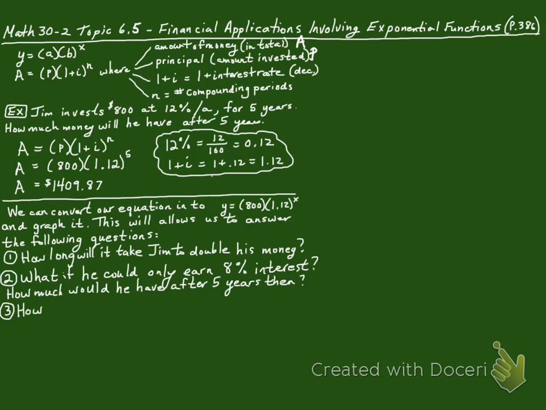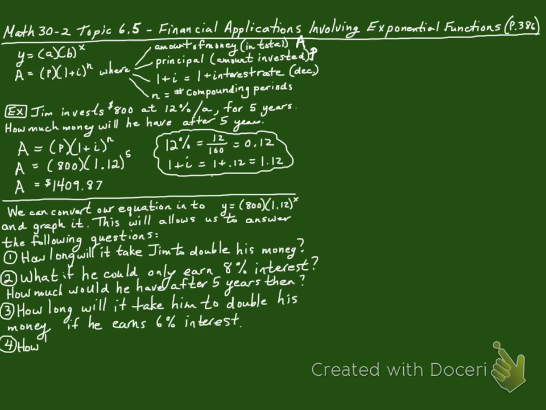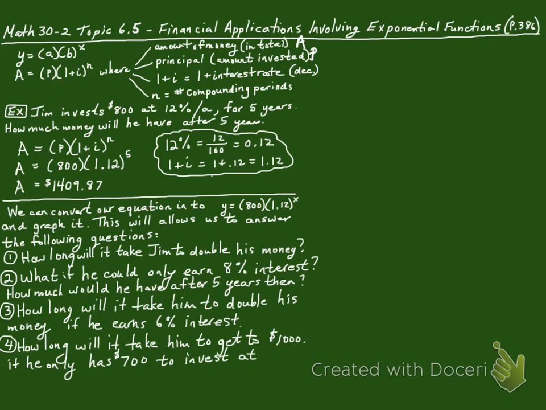What if he could only earn 8% interest? How is that going to change? How much would he have after 5 years then? How long would it take him to double his money if he earns only 6% interest? And how long will it take him to get to $1,000 if he only has $700 to invest and he's only going to get 6% interest? Well, let's look at some of these solutions.